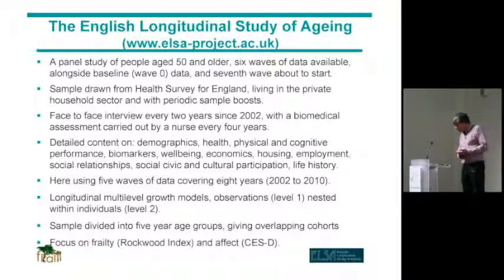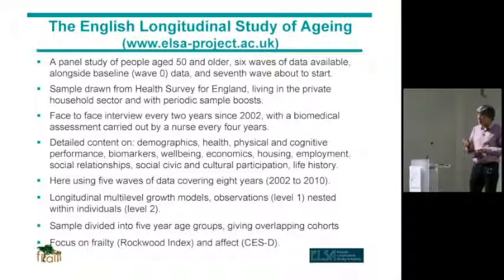And the final few bullet points are about methods. So that's about using the longitudinal data, using multi-level modelling, looking at different cohorts or different generations by splitting the population into 5-year age groups, so that they have overlapping ages, so I can show changes in experience over time for different cohorts.